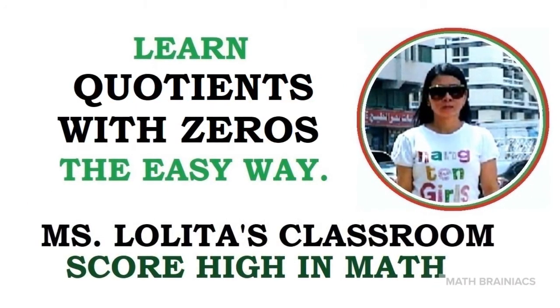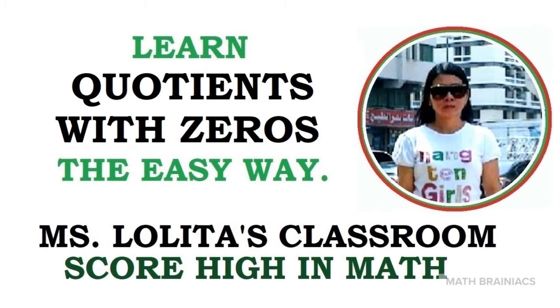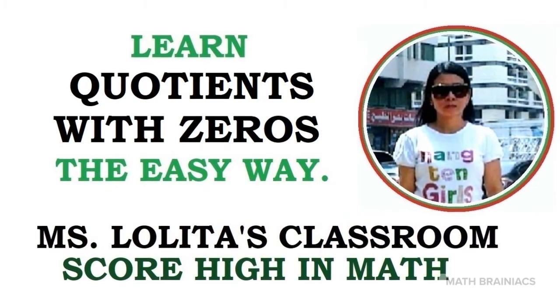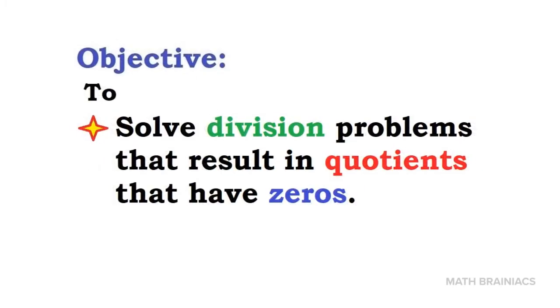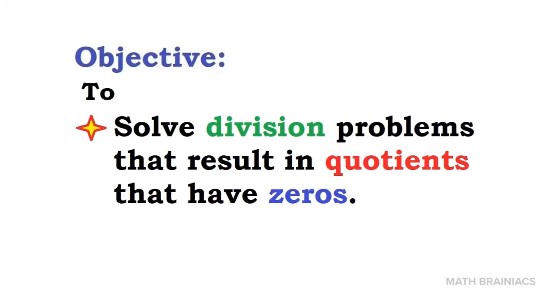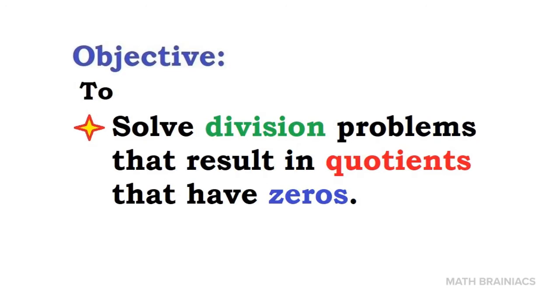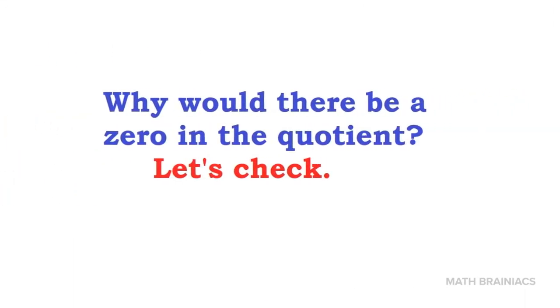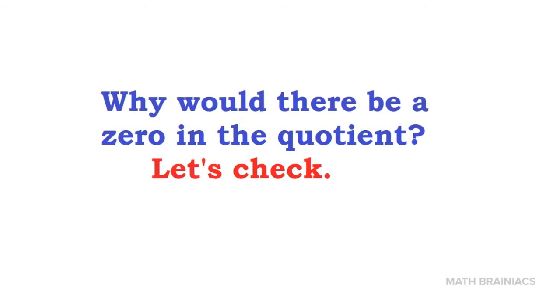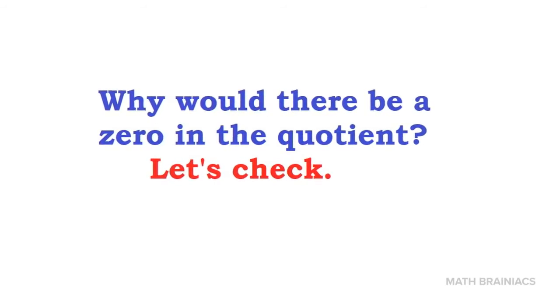Our topic for today is about quotients with zeros. You are going to learn it here, the easy way of our lesson. We are going to learn today how to solve division problems that result in quotients that have zeros. Why would there be zeros in the quotient? Let's check.